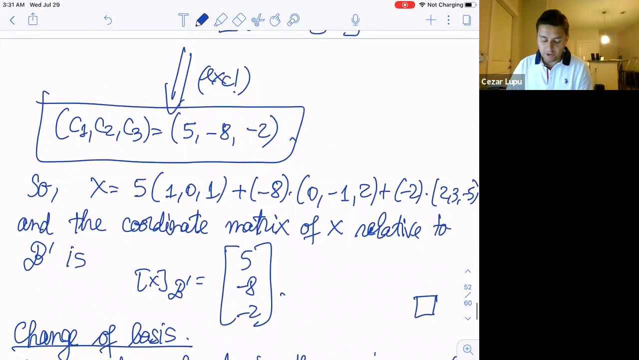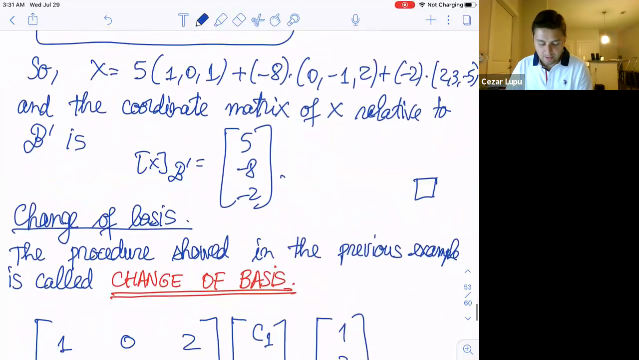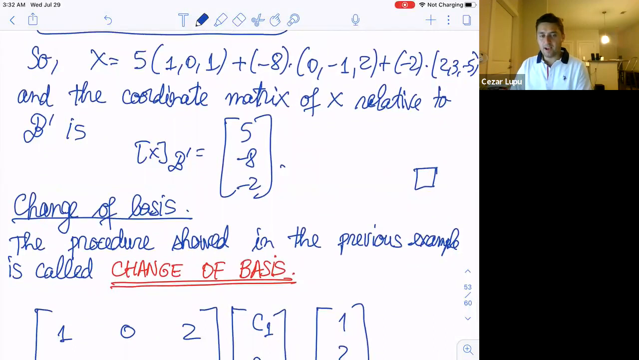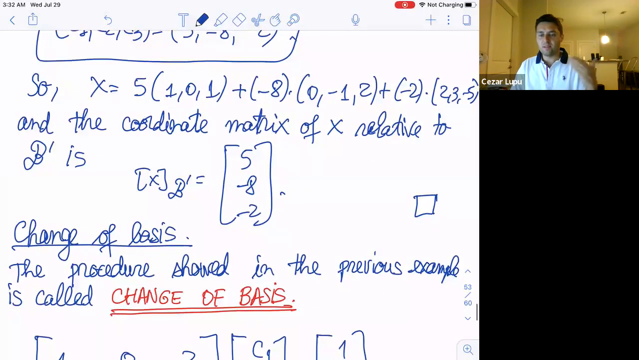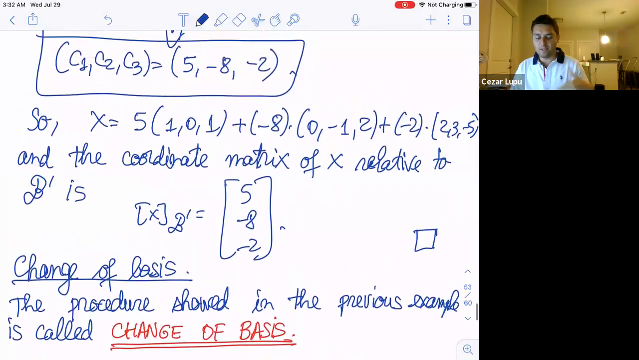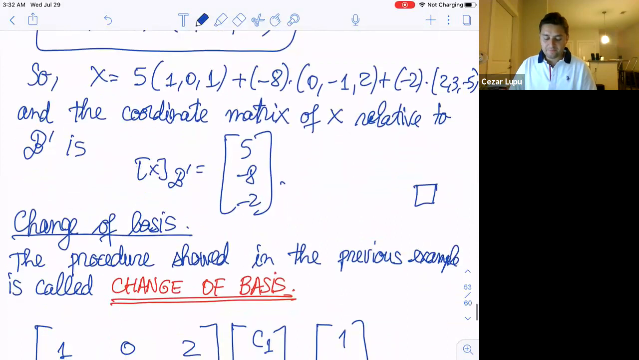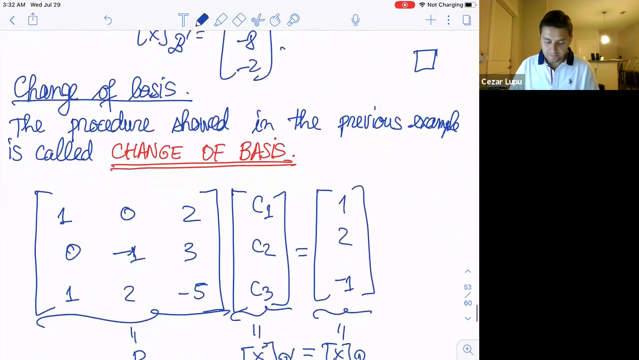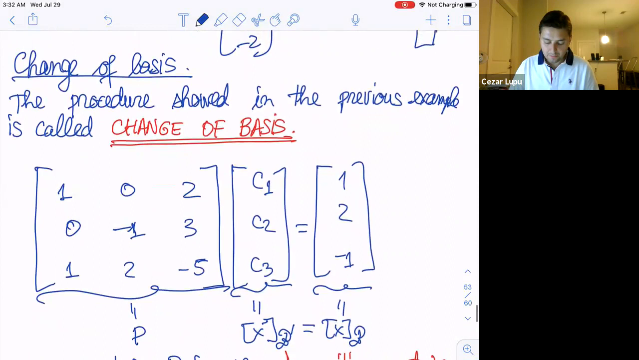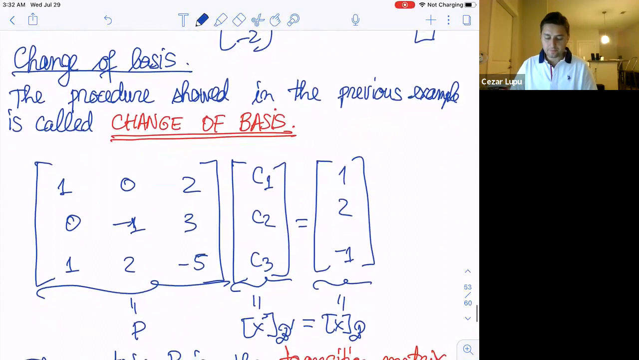Now let's see how we're going to change the basis. So the change of basis. In fact, we already illustrated this in the previous example that we just talked about. So like I said, the procedure that we just described in the above example is called, in fact, the change of basis. What we just did is the following.